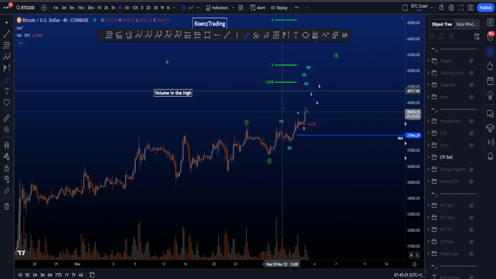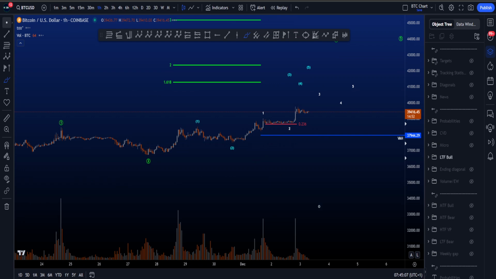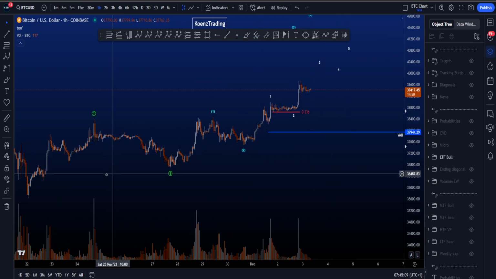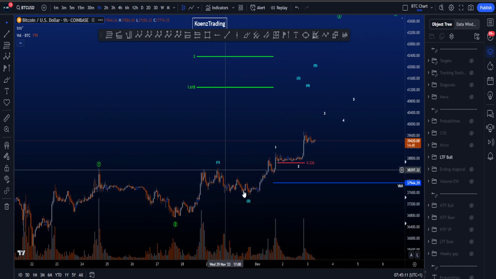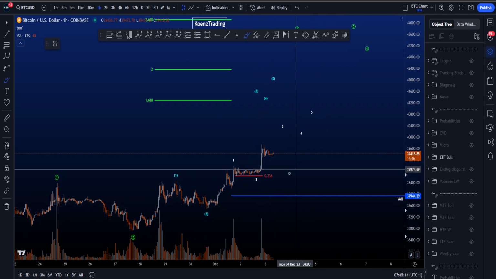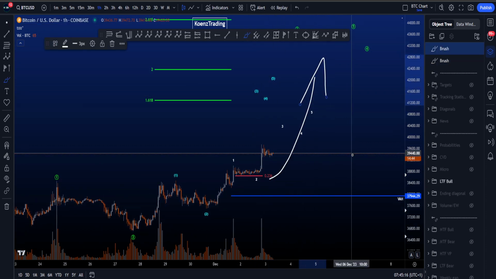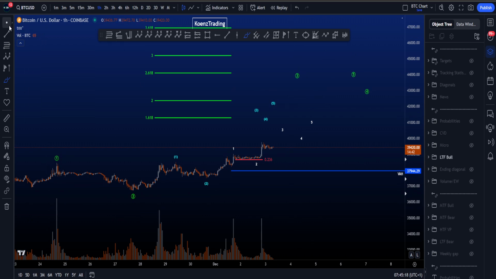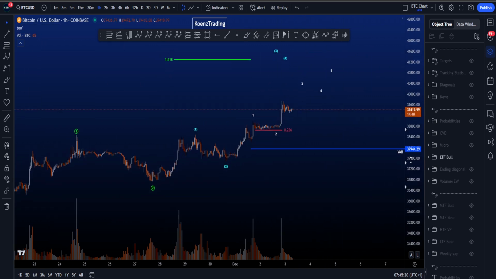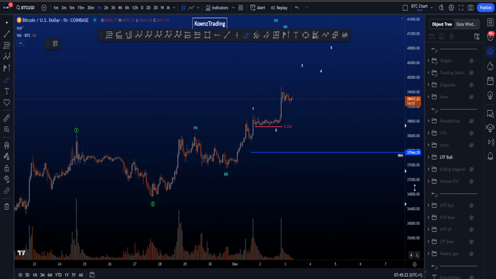But in this scenario, if we think about multiple 1-2s on the lower time frame here, 1, 2, 1, 2, 1, 2, 1, 2, then we have to think that we are going to get an explosive wave 3 to the upside for much higher prices. But at the moment, it just seems a little less likely.